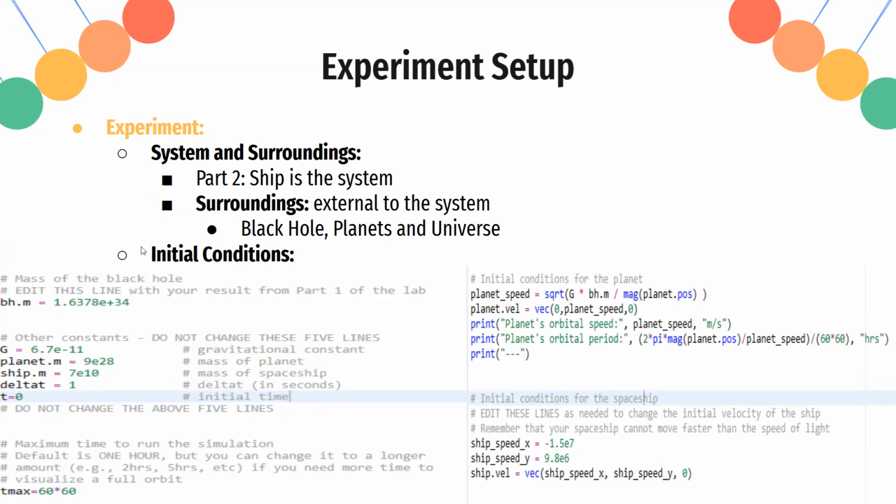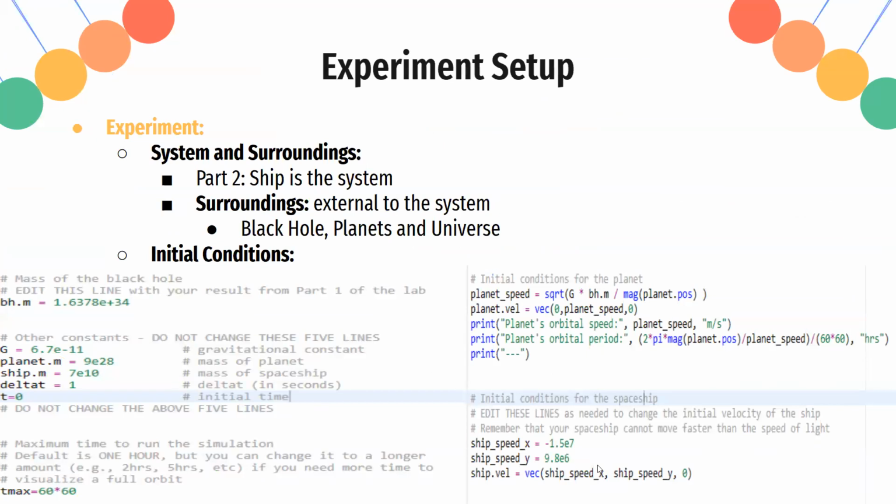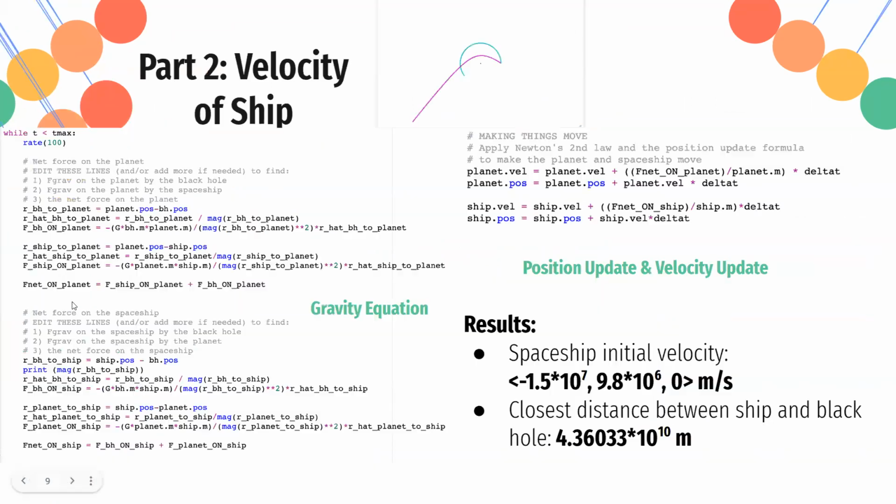So we set these initial conditions again, and some of these initial conditions are actually using what we got before for the mass of the black hole. We use the mass of the black hole we got from part one as the initial condition for part two. And to find the velocity of the ship, we first find the net force acting on both the spaceship and the planet. Once we find the net force acting on the spaceship and the planet, we apply the velocity and position update formula to both of them to arrive at the answer that we want.